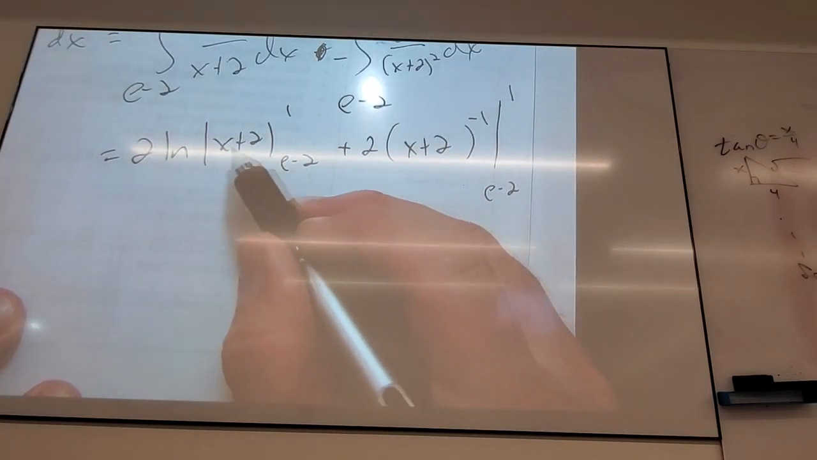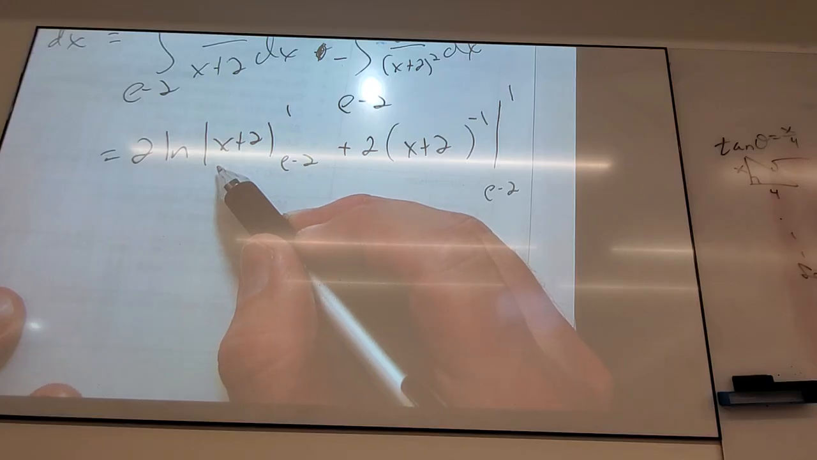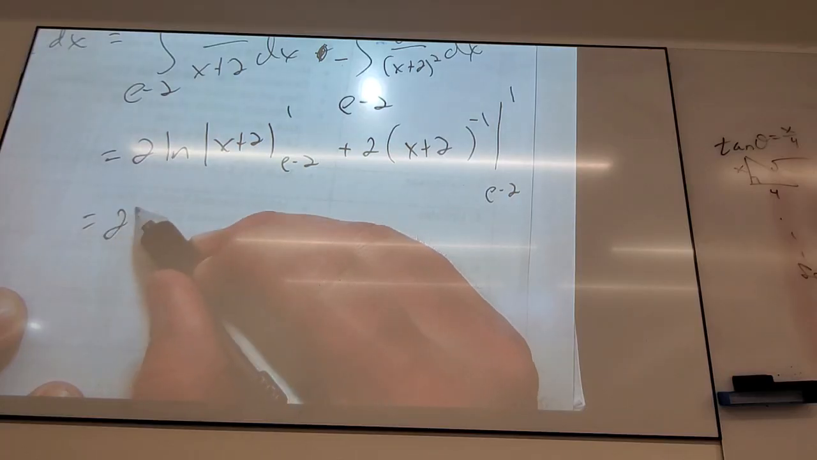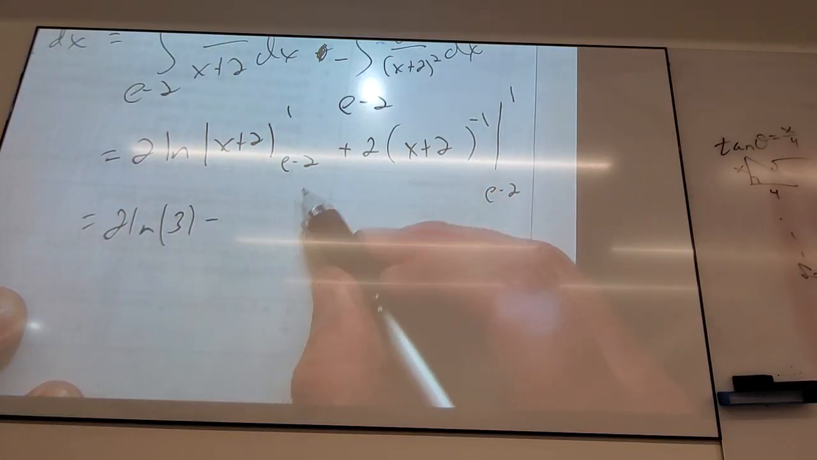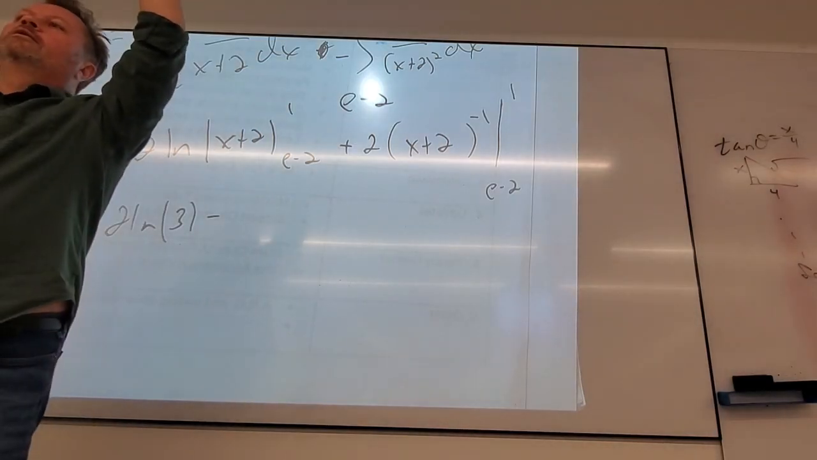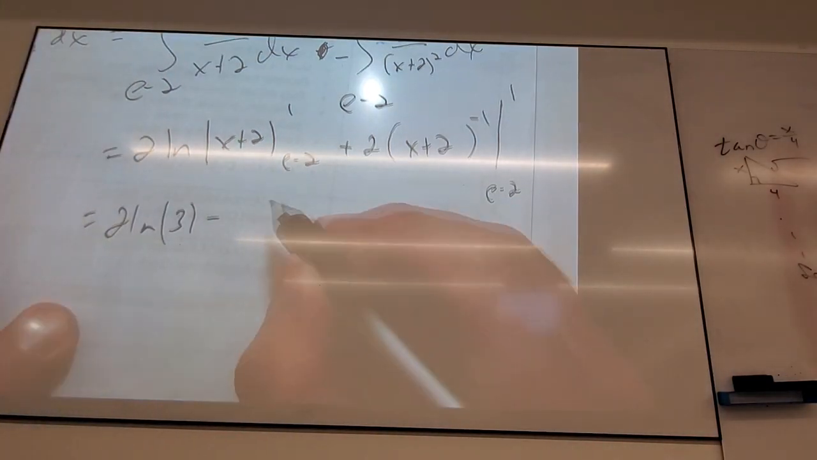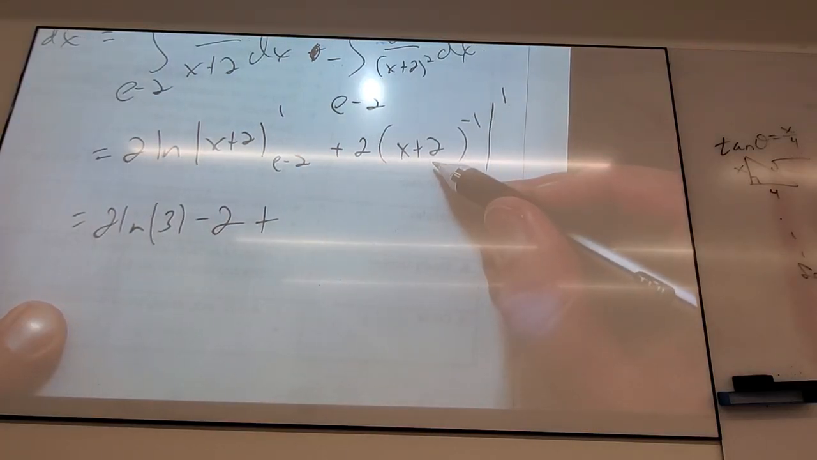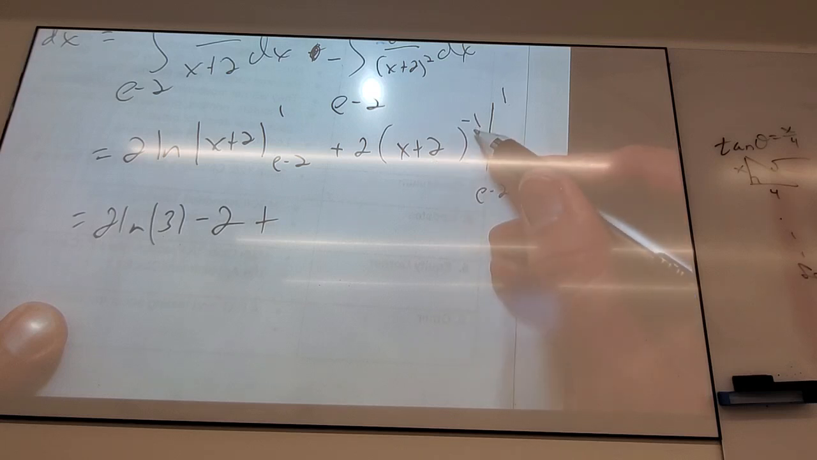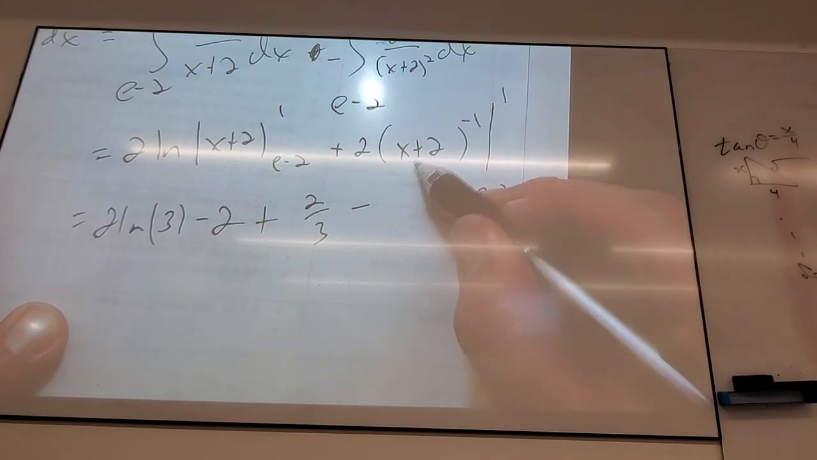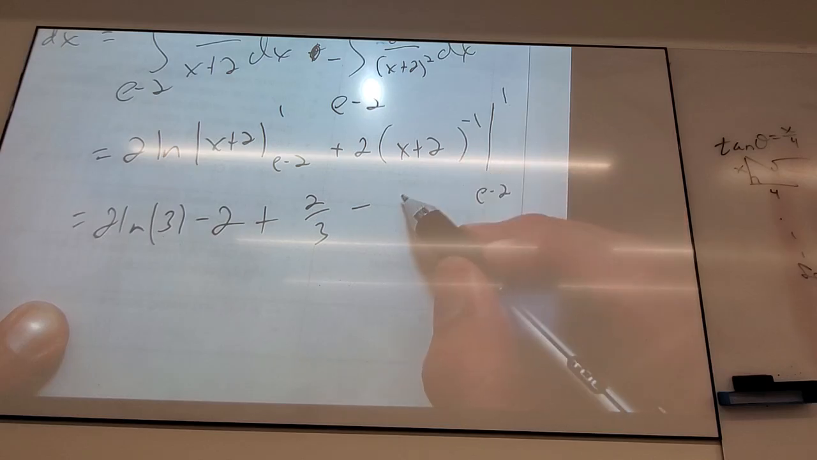What do you get when you plug e minus 2 in? Well, let me put a 1 in first. What do you get when you plug 1 in? You get 2 natural log of 3 minus, and like you said, when I plug in e minus 2, e minus 2 plus 2 is e. What's the ln of e? 1 times 2. 2. Okay. And what do you get when you plug a 1 in here? 3 to the negative 1 times 2, so 2/3. Is that cool? Minus, plug in e minus 2. E minus 2 plus 2 is e to the negative 1, so that becomes 2 over e.